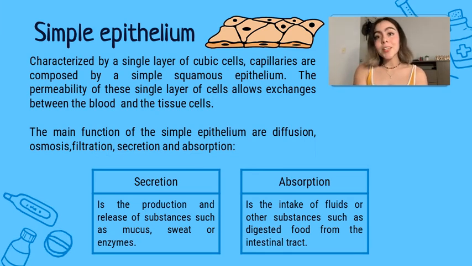Simple epithelium is characterized by a single layer of cells. Capillaries are composed of a simple squamous epithelium, and the permeability of this single layer of cells allows exchanges between the blood and the tissue cells. Simple epithelium has its own main functions, which are diffusion, osmosis, filtration, secretion, and absorption. Secretion is the production and release of substances, while absorption is the intake of substances.